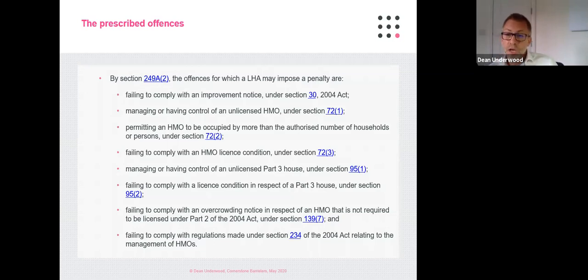And then we turn almost lastly, penultimately, to section 139, subsection 7, which is in part 4, failing to comply with an overcrowding notice in respect of an HMO that is not required to be licensed under part 2. Again, an offence, one of the prescribed offences in respect of which a penalty can be imposed. And then lastly, by my count at least, failing to comply with regulations made under section 234 of the 2004 Act relating to the management of HMOs. And that, as some of you will appreciate, with the knowledge of the 2004 Act, is an offence created by Part 7. So those are the 8 offences.